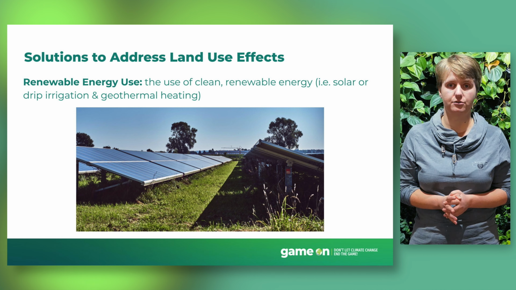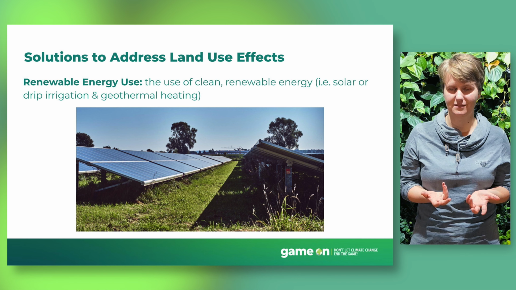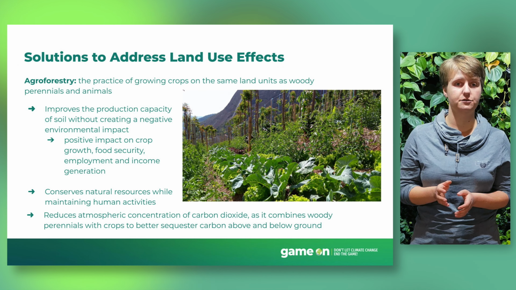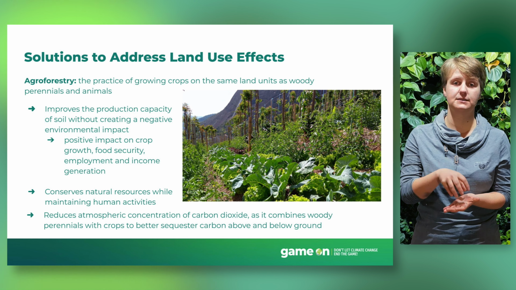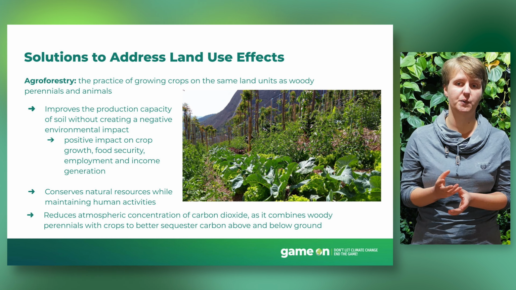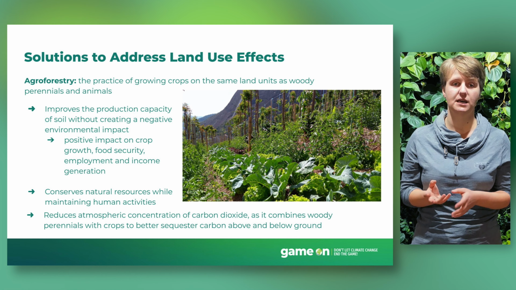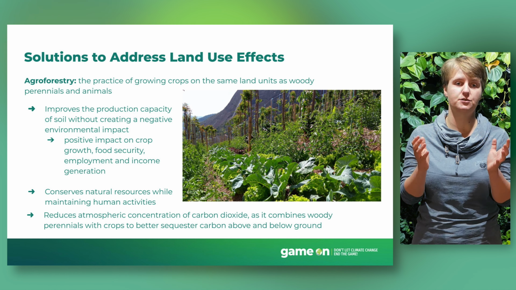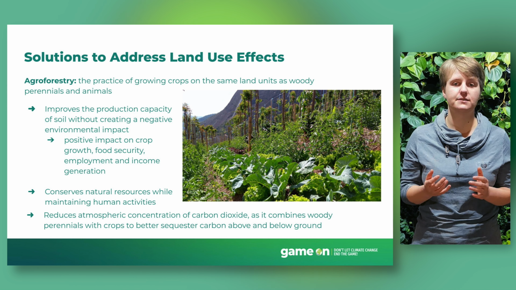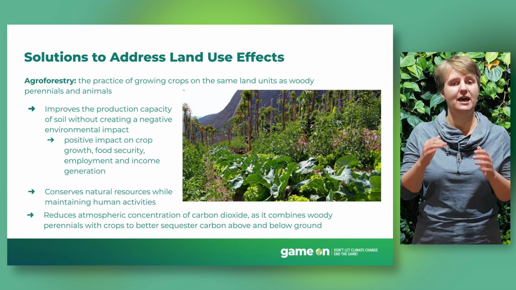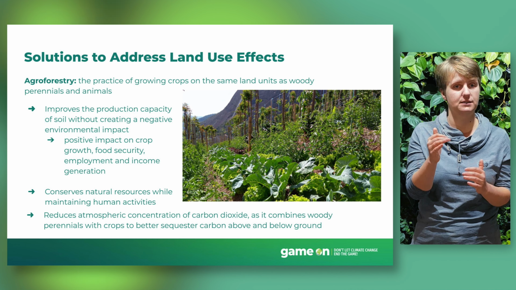Renewable energy use is yet another approach. For instance, think of a solar-powered irrigation system. Agroforestry is the practice of growing crops on the same land units where forests exist. With agroforestry, we can improve the production capacity of soils, we can preserve natural resources, and we can reduce the atmospheric concentration of carbon dioxide. The key in agroforestry is that the tree cover needs to be understood and managed as part of the landscape, harmonizing agricultural and forestry policies.